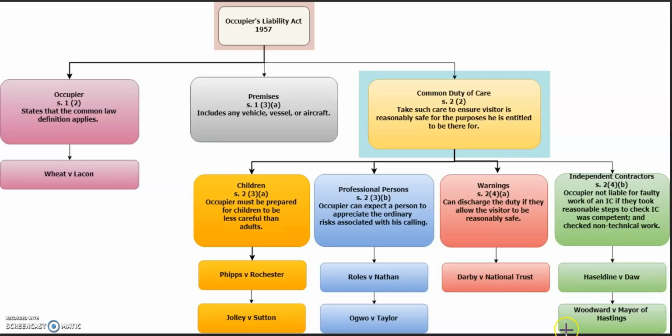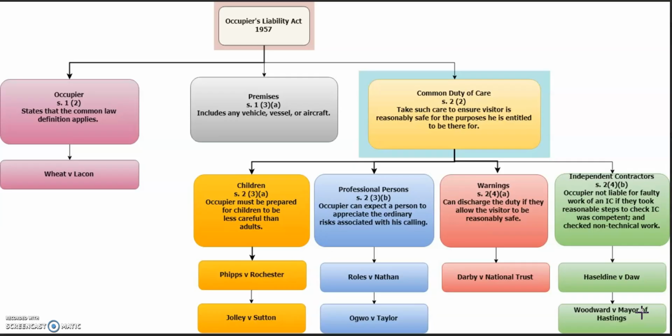However, in Woodward and Mayor of Hastings, the occupier had employed an independent contractor to clean up some snow from some steps. And when the claimant was injured on these steps, it was held that the occupier was liable because it isn't technical to check whether snow has been moved off a step or not. It's quite easily visible for anyone to see. It's not a technical matter. So the occupier should have checked that that work was done.